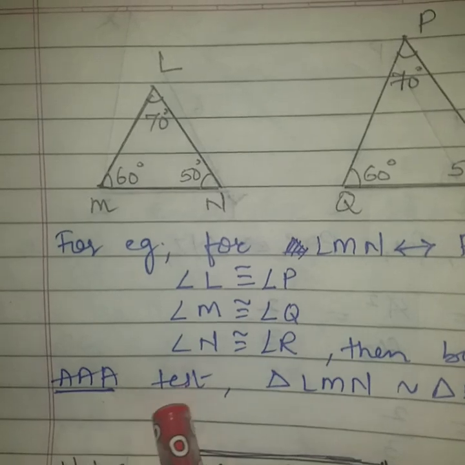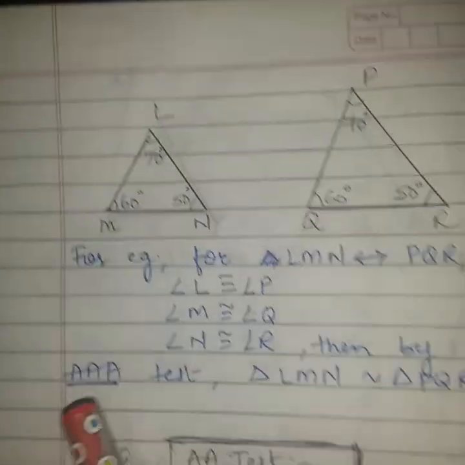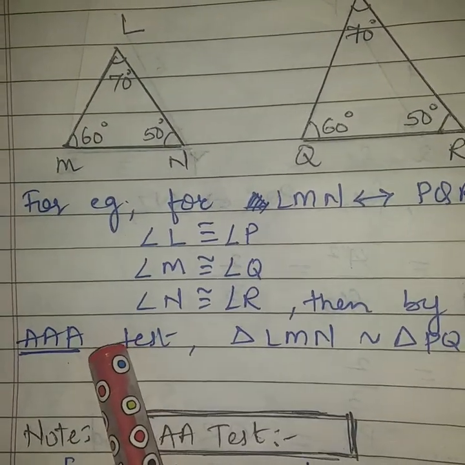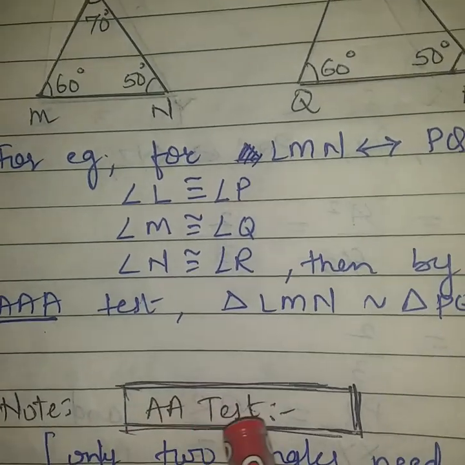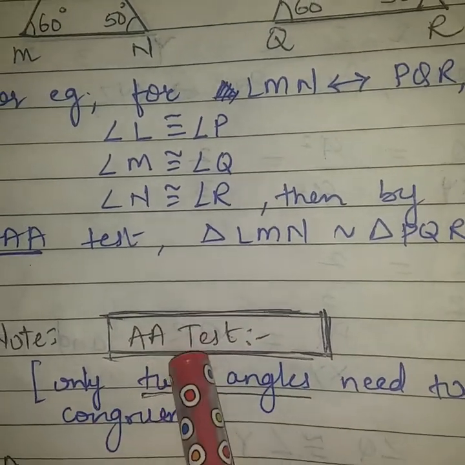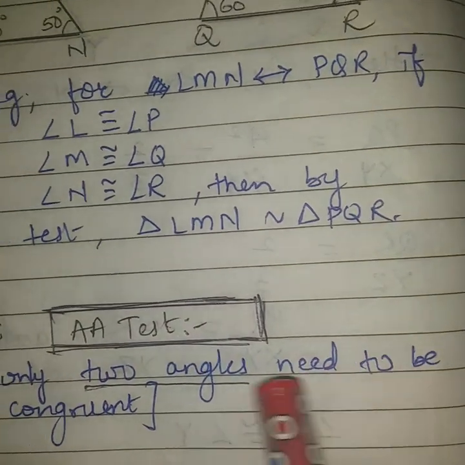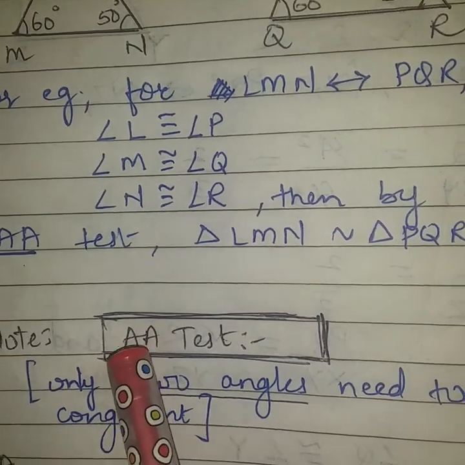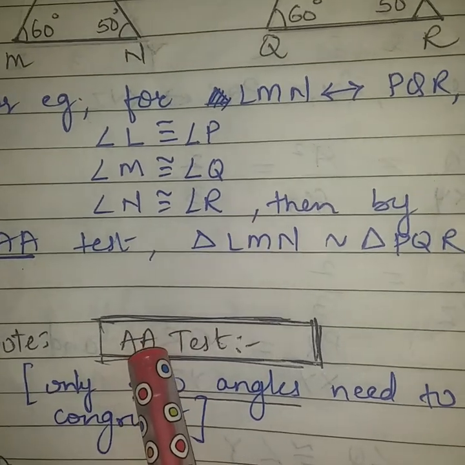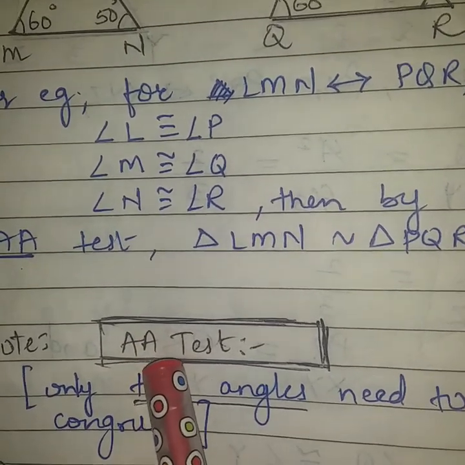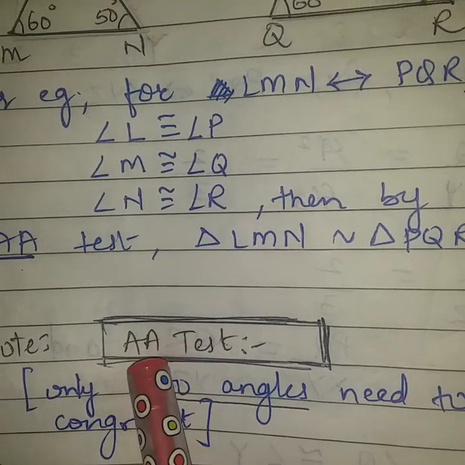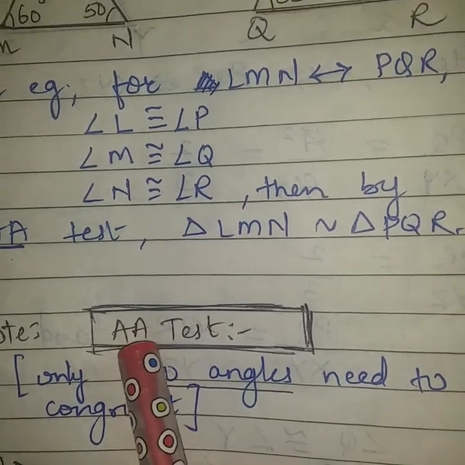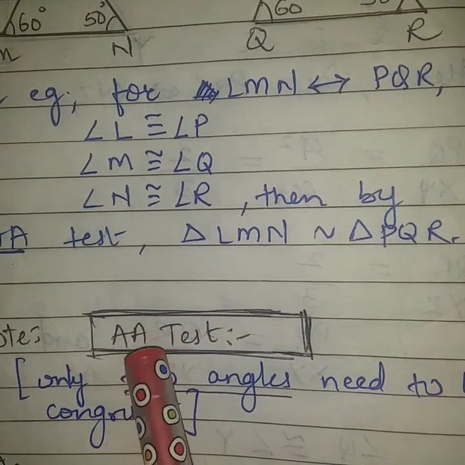Now this AAA test can be taken in a more simplified form as the AA test. For the AA test, only two angles need to be congruent. We don't need all three angles. Only two angles are enough to prove the two triangles similar by the AA test. In fact, I would suggest you go with the AA test whenever you come across such questions in the exam, because this is the simplest of all the tests.